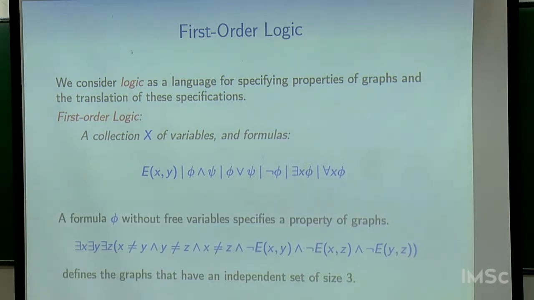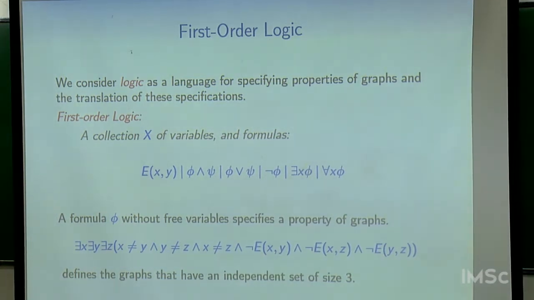You can think of a formula without free variables. In other words, a sentence of the logic defines a property of the graphs. Here I've just written down a first order formula that fits on one line. It says that the graph has an independent set of size 3, right? There are 3 vertices that are pairwise distinct. And I suppose strictly speaking, in my atomic formulas, I should have also had equalities, x equals y. But three vertices which are pairwise distinct and pairwise non-adjacent. So this is an independent set of size 3.